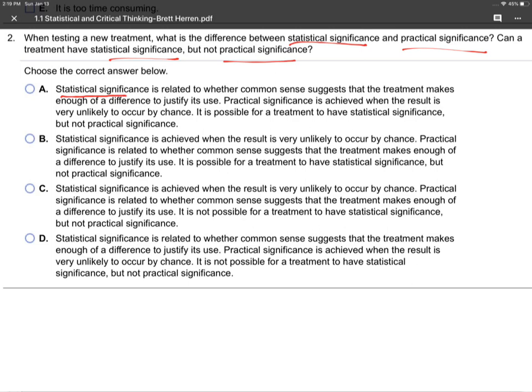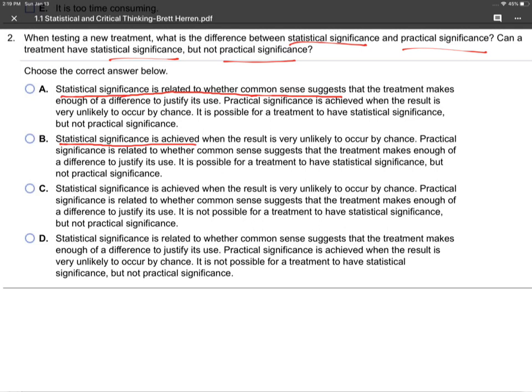Statistical. This class will have a lot of words. It's all words here. Statistical is related to whether common sense. No, that's practical. So that one's out already. Do you see how I eliminated that one? Practical significance is the one that's common sense. Like it's common sense that 52% is not a great improvement, right? Let's try the next one.